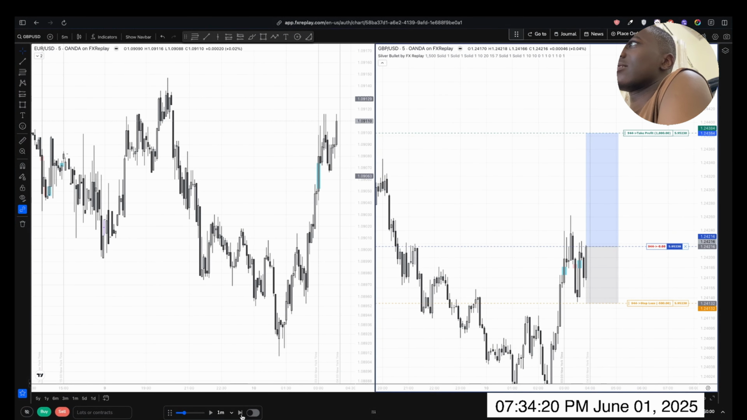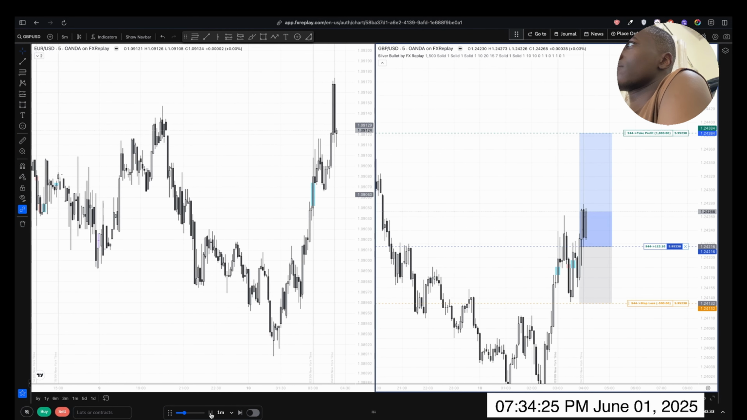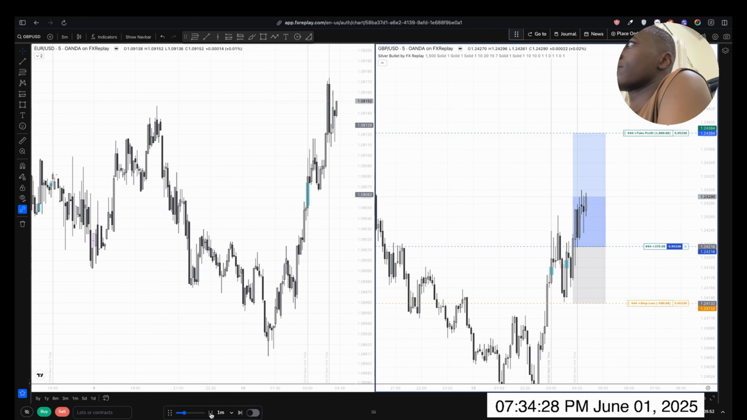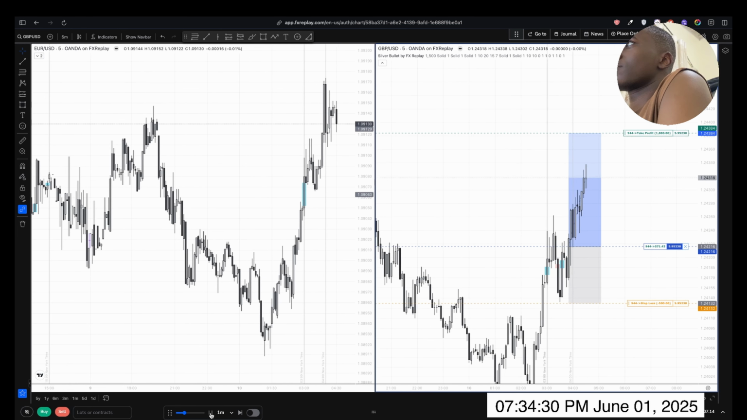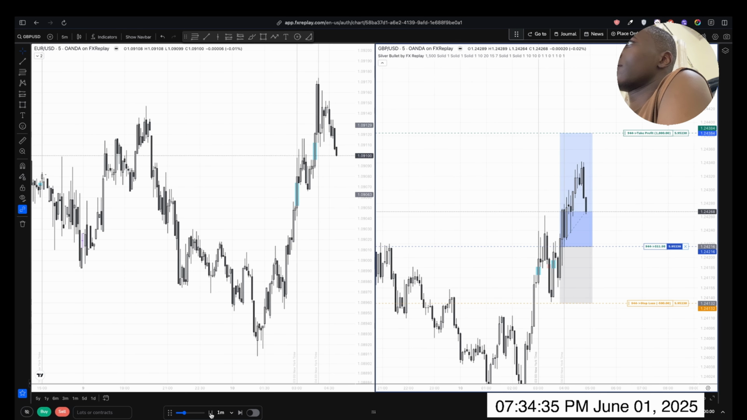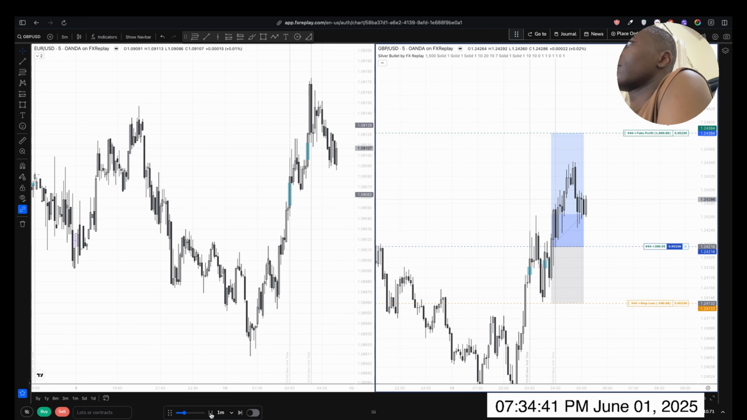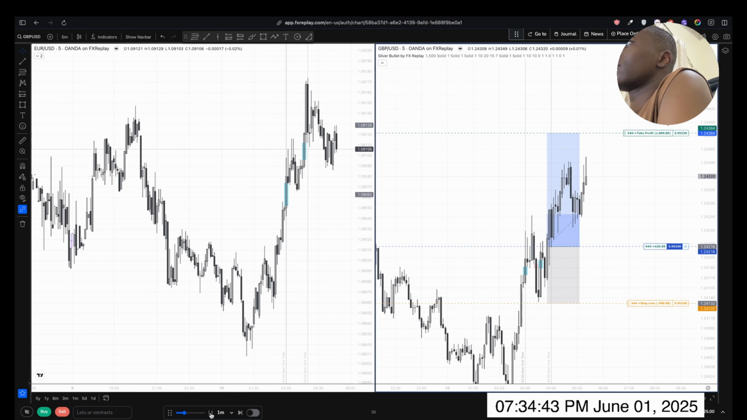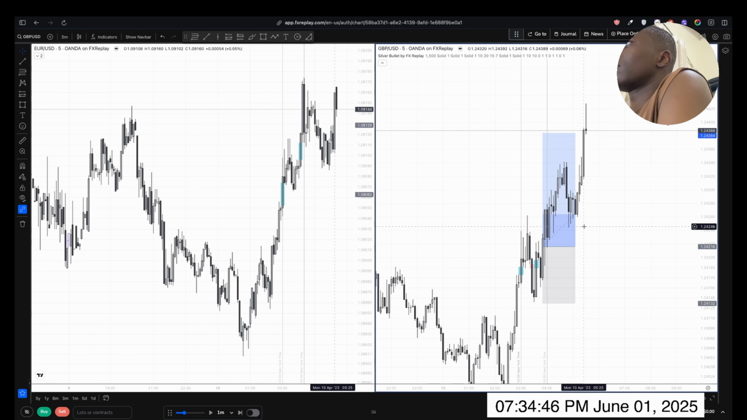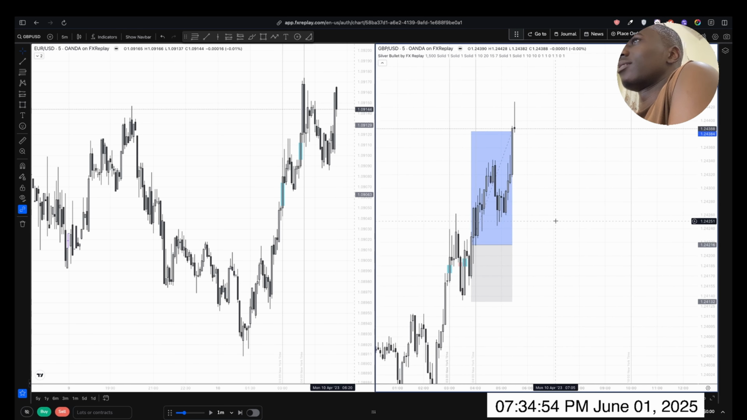Okay, so let's wait. As you can see, we're about to hit TP. So in the end, we got profit. And we really had some crazy consecutive losses over the days. This one's a good win.